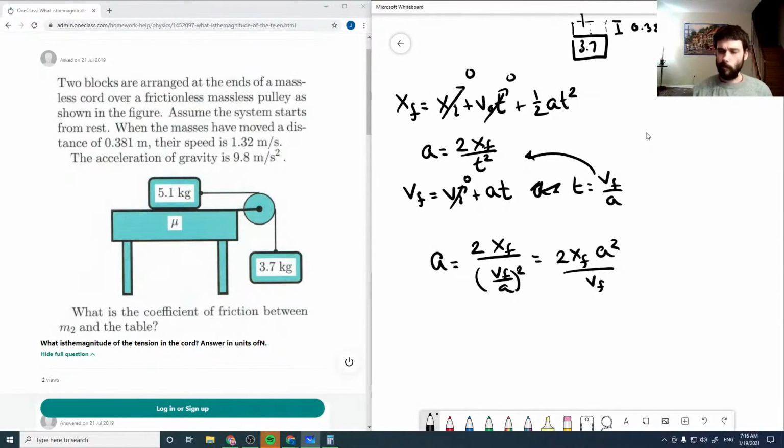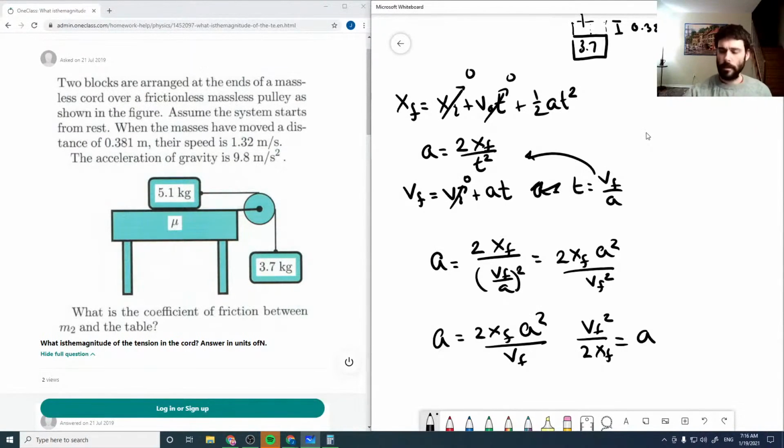So then we can rearrange this equation now. So a is 2xf a squared over vf, just rewriting it. We can multiply out these guys and divide by a to get vf squared over 2xf is equal to a.